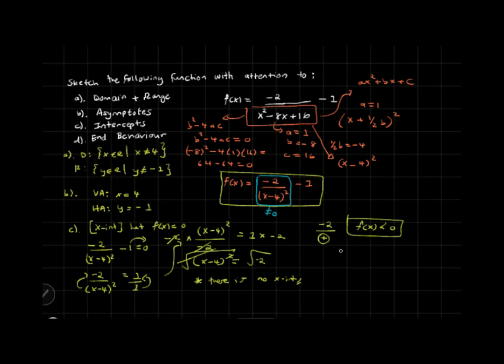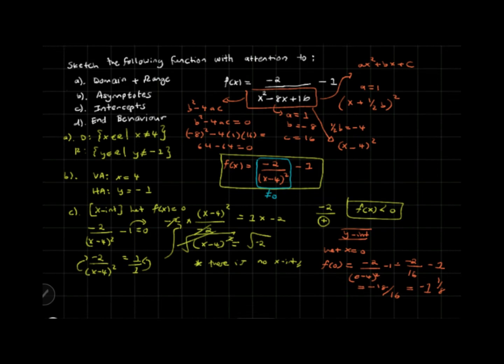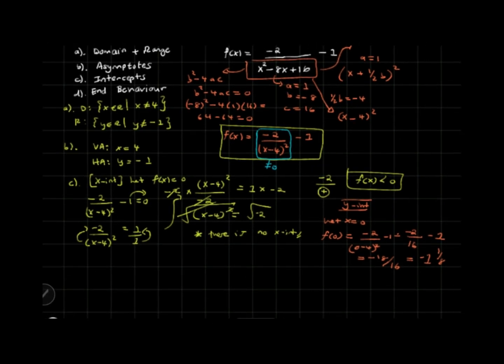We can attempt to also find our y-intercept. If I'm finding my y-intercept, I'm going to let x equal 0. So if I do f of 0 here, we get negative 2 over (0 minus 4) squared minus 1, which is negative 2 over 16 minus 1, which is basically negative 18 over 16. Negative 18 over 16 you can write as negative 1 and 2 over 16, or 1 and 1 over 8. So our y-intercept does exist. We have (0, negative 1 and 1 over 8).